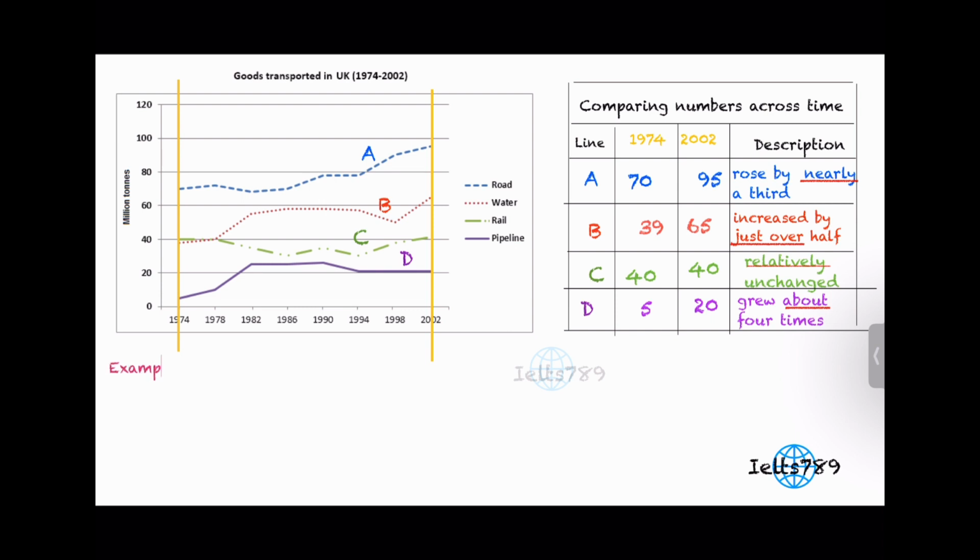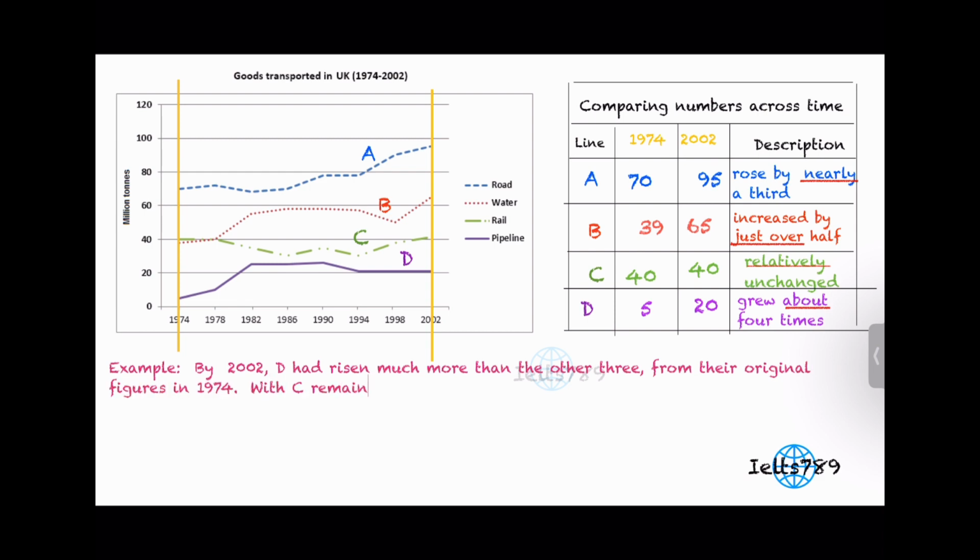By 2002, D had risen much more than the other three from the original figures in 1974. With C remaining relatively unchanged, D rose about 4 times, B just over half, and A nearly a third.